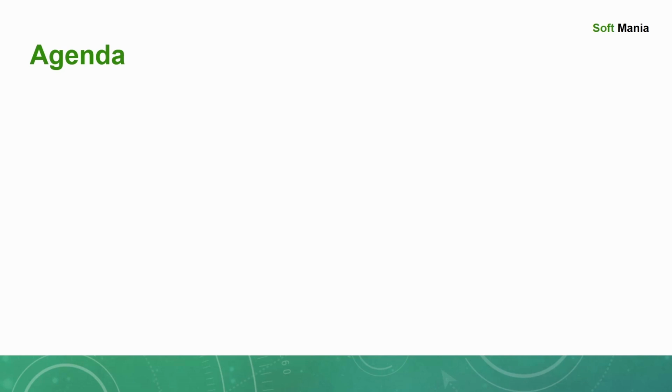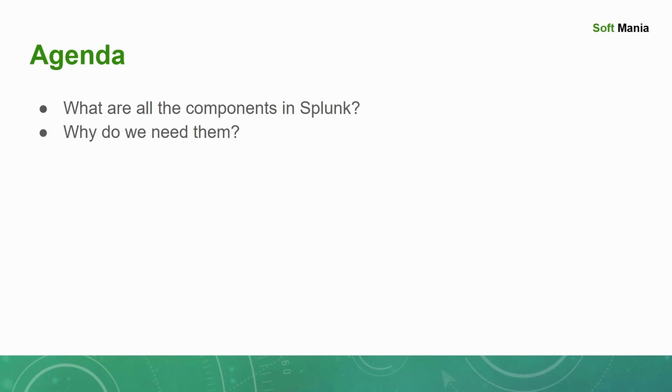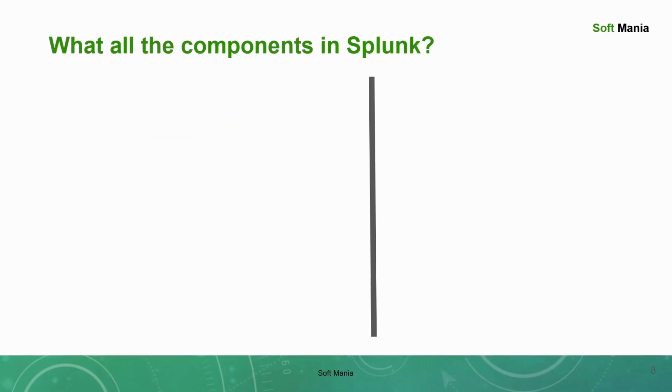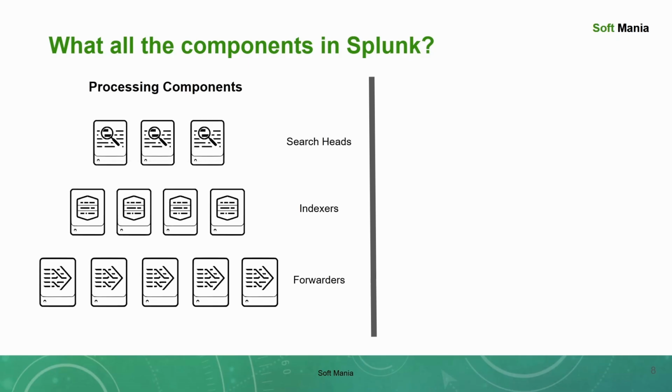In this video, we are going to discuss what the components in Splunk are and why we need them. Also, how to apply for a Splunk developer license. First of all, there are two categories of components in Splunk. The first one is processing components. Under processing components, we have three different components: searches, indexes, forwarders.